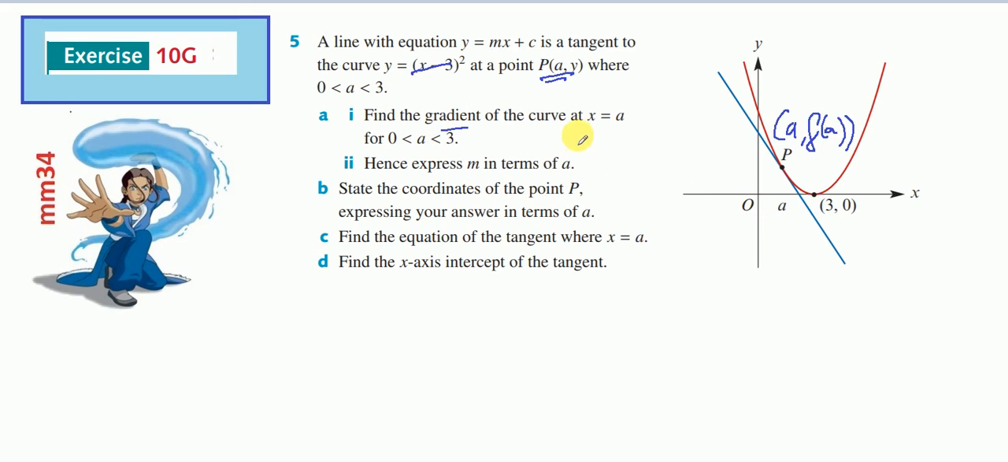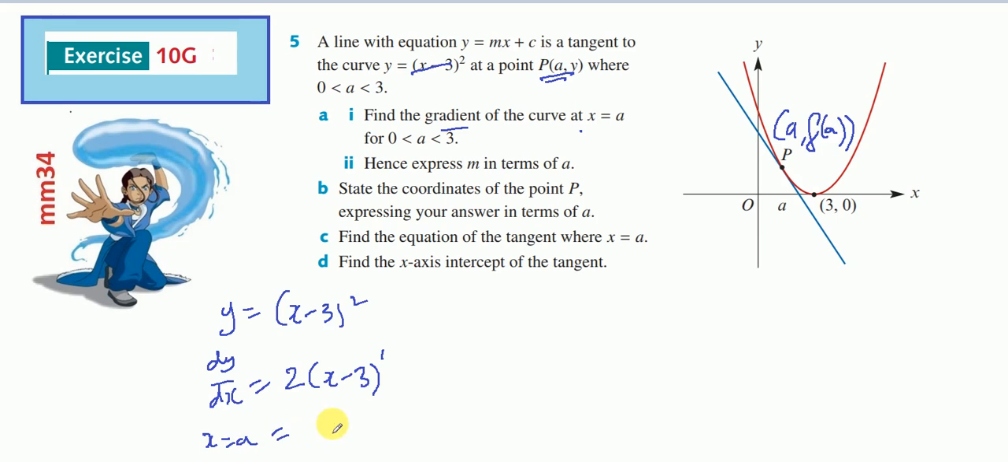Find the gradient of the curve at x equals a. So the gradient of the curve will be the derivative. So y equals (x minus 3) squared. Therefore dy/dx will equal, I'll bring the 2 down, 2(x minus 3) to the power of 1, and the derivative of the inside is 1. And at x equals a, that's going to be 2 times (a minus 3), or 2a minus 6. So the gradient in terms of a is 2a minus 6.